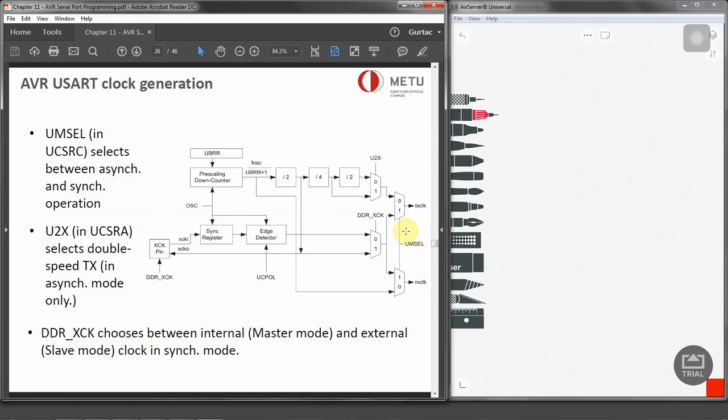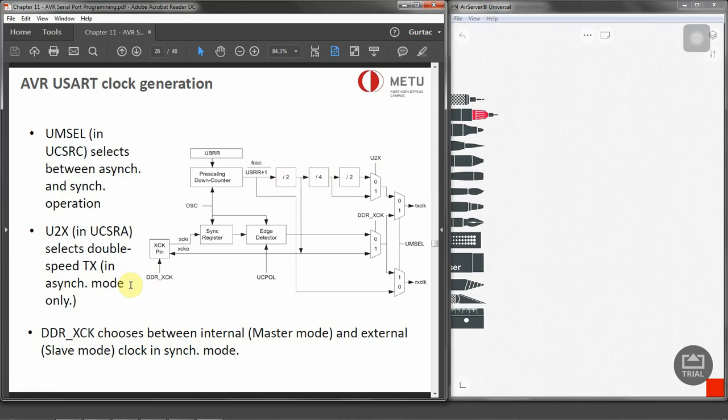And how do we set that? We set that inside of the UMSEL bit, which is in the control register C. Then U2X in the control register A actually selects the double speed TX in asynchronous mode. So you can select the double speed or a normal speed operation. As you can see, the clock dividers are over there. And DDR XCK actually chooses between the internal master mode and external slave mode clock in synchronous modes of operation.